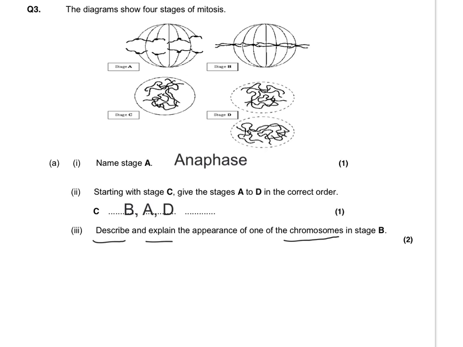Well, stage B looks like metaphase, so to describe the chromosome, the DNA has been replicated, so that's a description, and an explanation is that basically each chromosome consists of 2 chromatids, or you could have chromatids attached at the centromere.